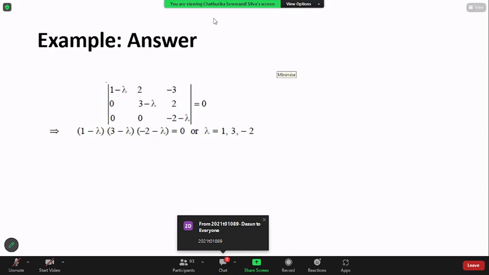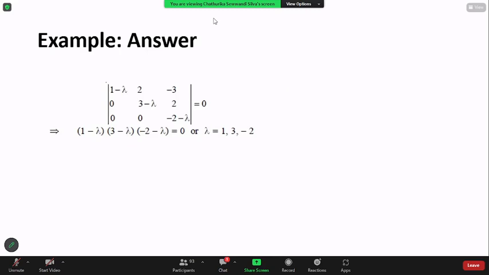So Dasun has sent this index number to everyone. So I'm asking Dasun, what is the purpose, right? Okay, anyway.